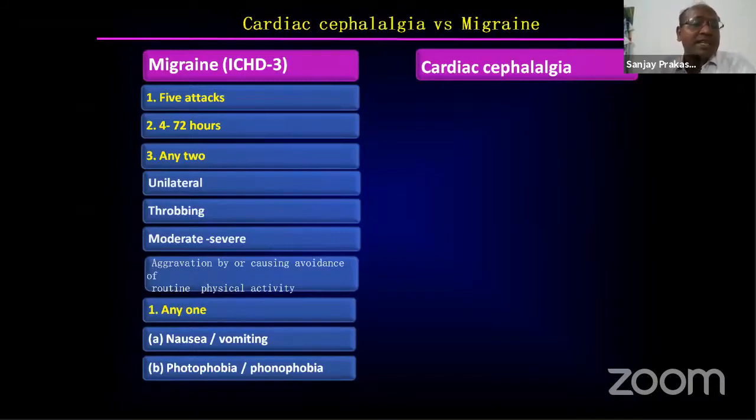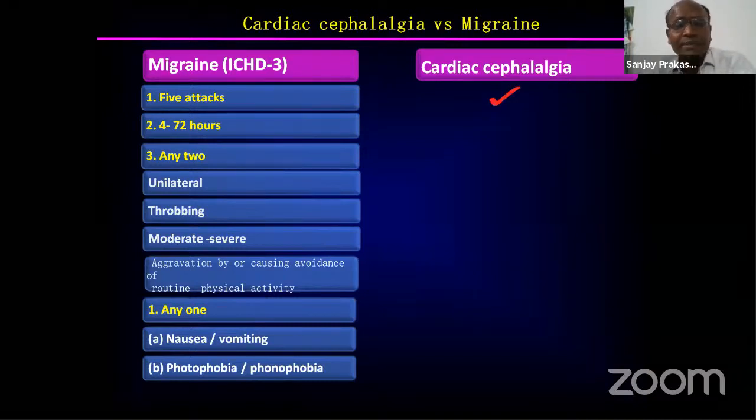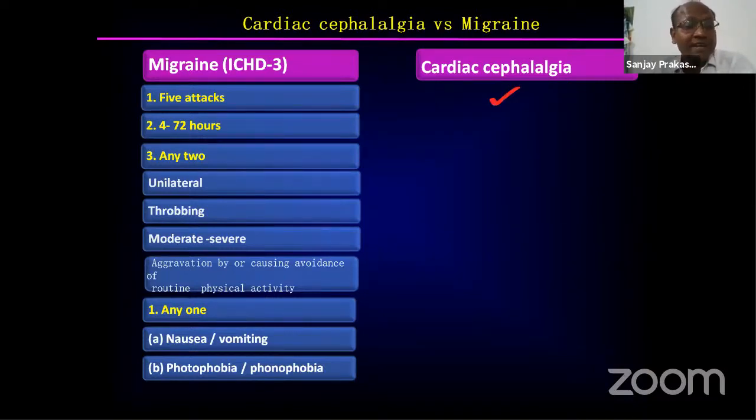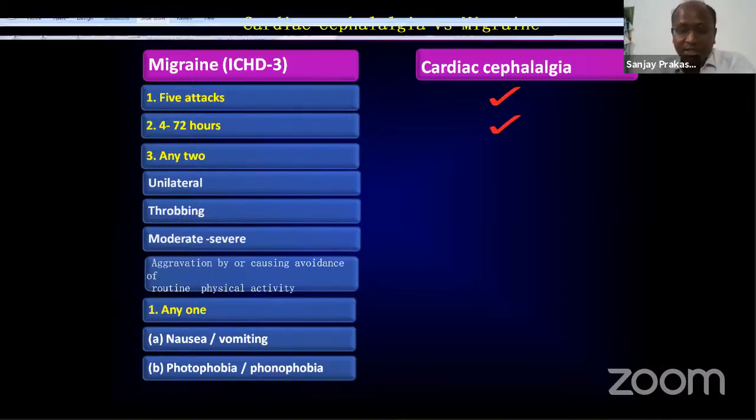On the left side is the migraine criteria. On the right side, I will compare with cardiac cephalgia. First, 5 attacks in migraine with or without aura. If it is the first attack of myocardial infarction, there will be just 1 attack. But if it is because of an angina-like attack, there will definitely be 5 attacks. Attack duration 4 to 72 hours. In our case, it was 30 minutes, but a 4 to 72 hour attack of migraine may occur even with a cardiac cephalgia patient.